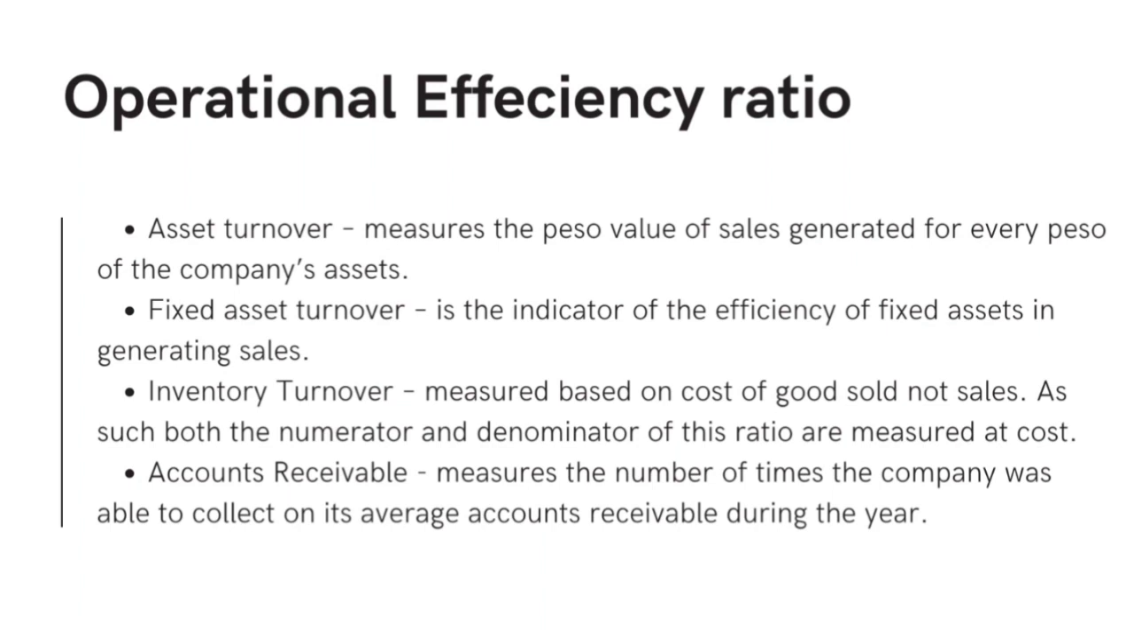Inventory turnover is measured based on cost of goods sold, not sales. As such, both the numerator and denominator of this ratio are measured at cost. Accounts receivable turnover measures the number of times the company was able to collect on its average accounts receivable during the year.